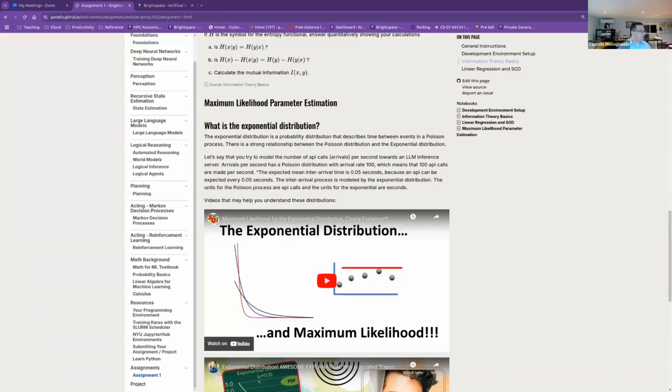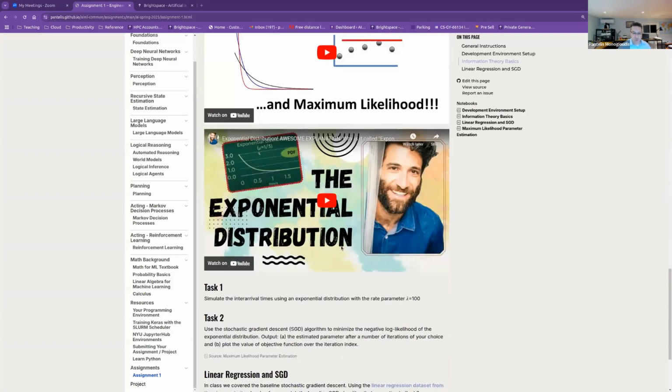And so, you will start your task 1 by producing inter-arrival times. So you have already a lambda, which is the rate parameter of the distribution, which, if I remember correctly, is 100 here. And you will produce a number of events. You would effectively simulate out of the exponential distribution, using some library to simulate it.